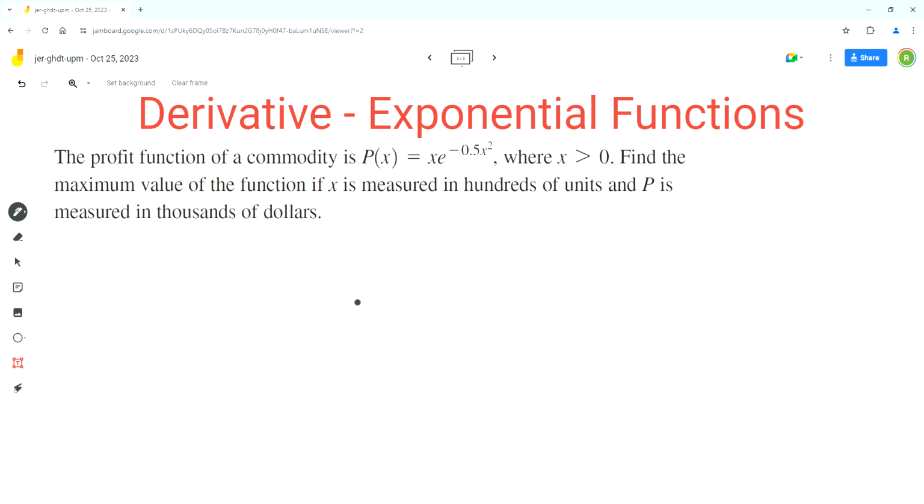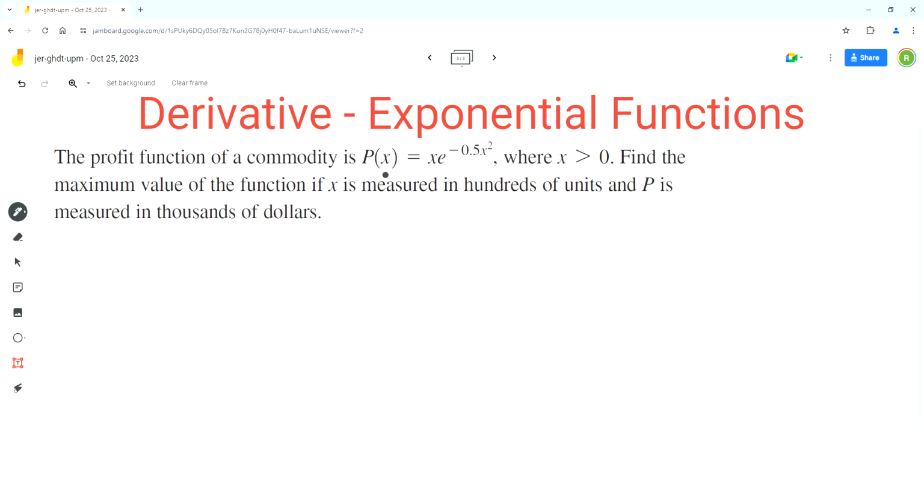So in this video, we'll solve this problem using the concept of derivatives. As per the problem, the profit function of a commodity is P(x) = x times e to the power negative 0.5x squared, where x is greater than 0. Find the maximum value of the function if x is measured in hundreds of units and P is measured in thousands of dollars. So we have to find the maximum value for this profit function.